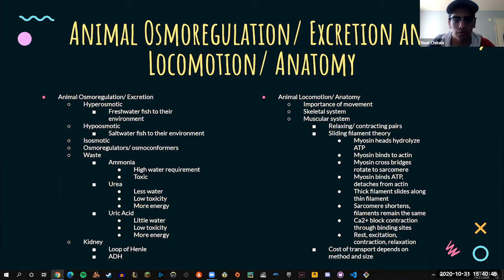And so a freshwater fish has more solutes in its body than the freshwater environment that it lives in. And contrastingly, a saltwater fish is hypoosmotic to its environment, so it has a lesser concentration of solutes in the water in itself compared to its environment. So those are the key distinctions between these two types of fish and how they interact with their environment.